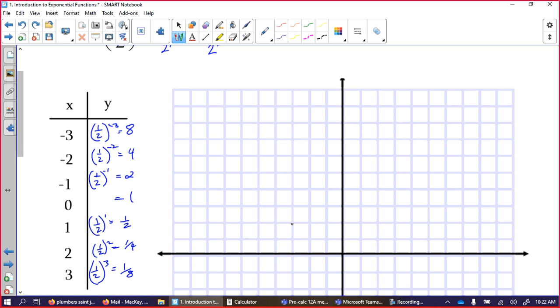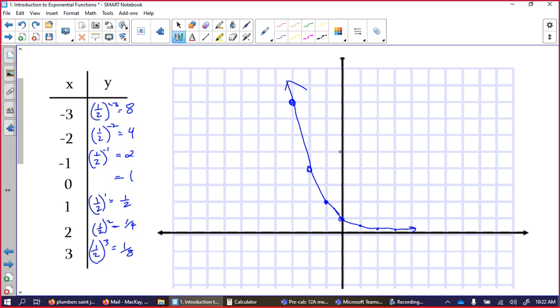Negative 3, 1, 2, 3, 4, 5, 6, 7, 8. Negative 2 and 4, negative 1 and 2, 0, 1, and then we kind of peter off. A half, a quarter, an eighth. Pardon my horrific drawing. So as we go further into the negatives, well, we've taken everything and flipped it. I can draw a horizontal asymptote again.